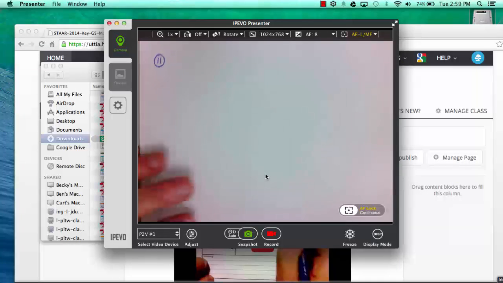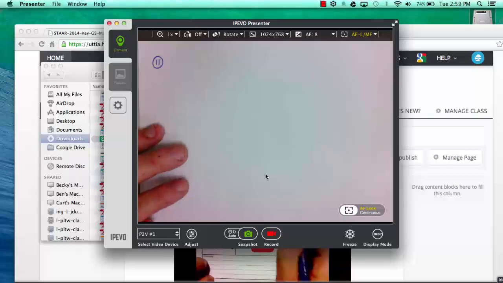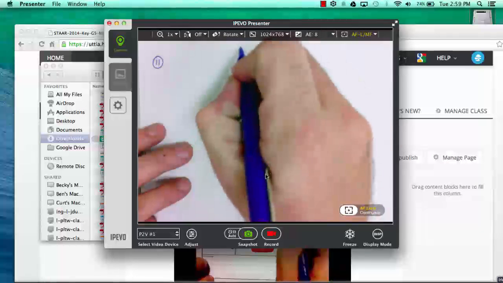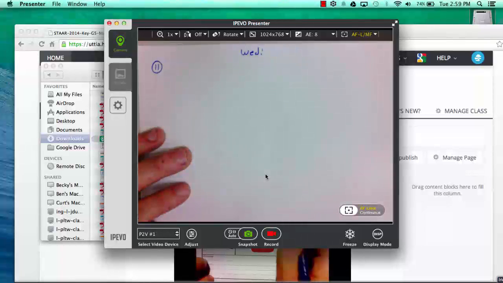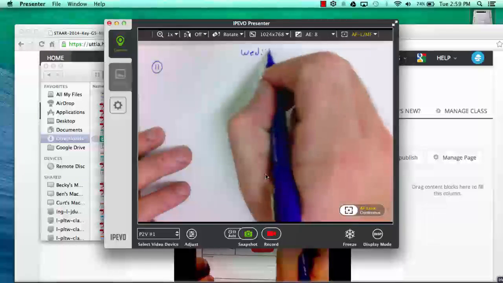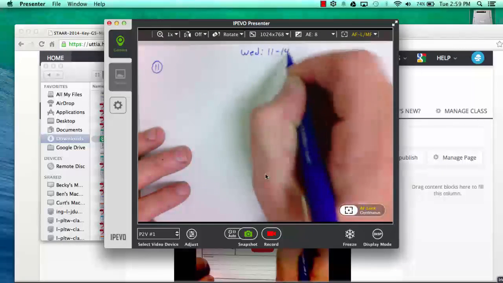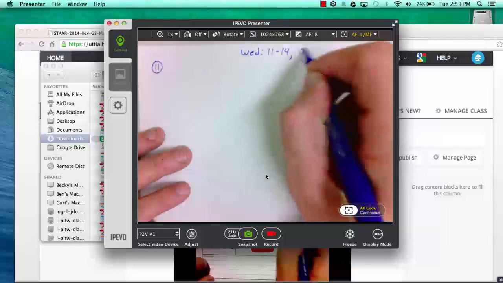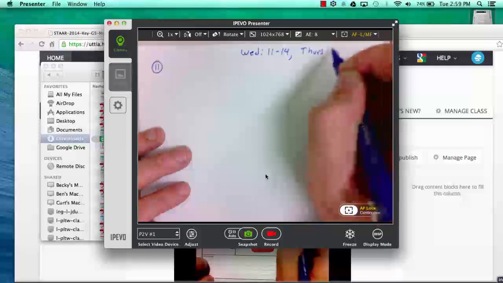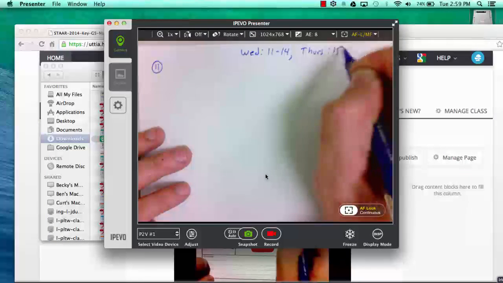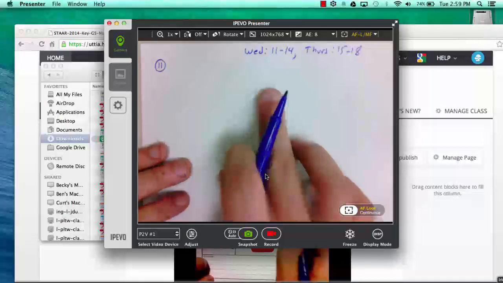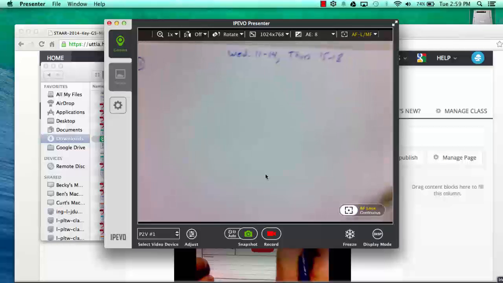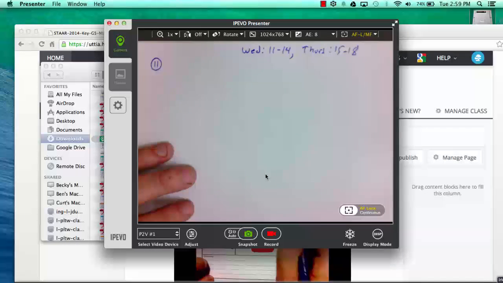We will be looking at the math review problems 11 through 18. Reminder, Wednesday calls for 11 through 14, and Thursday 15 through 18. The first problem we will look at is problem number 11.